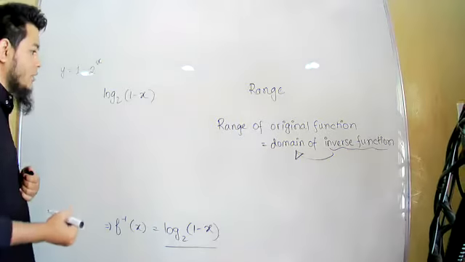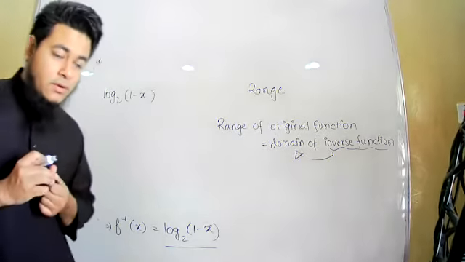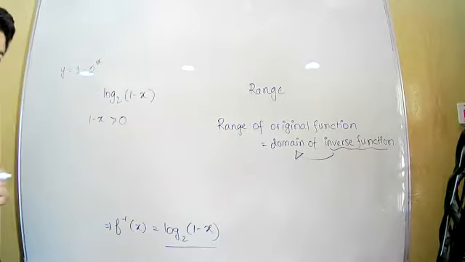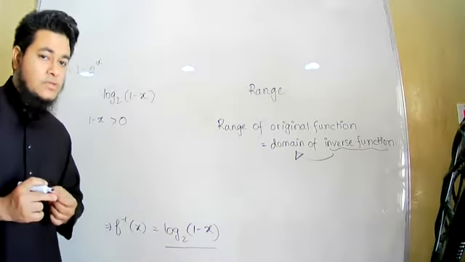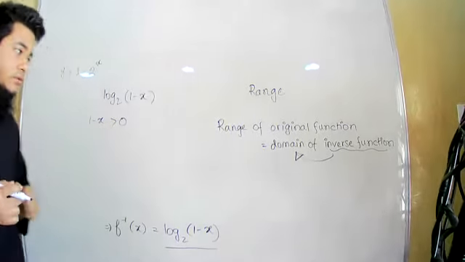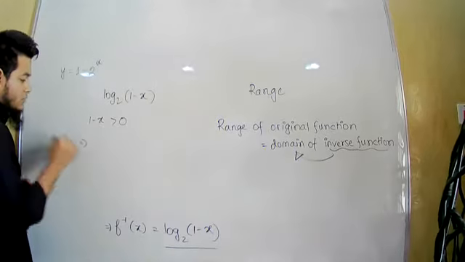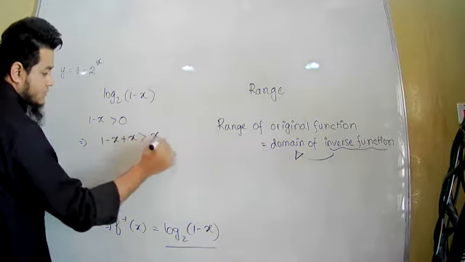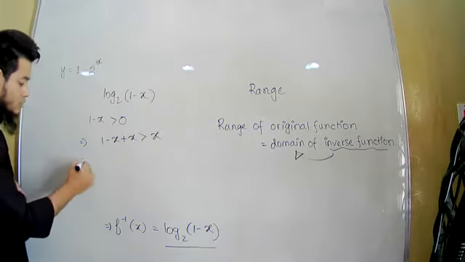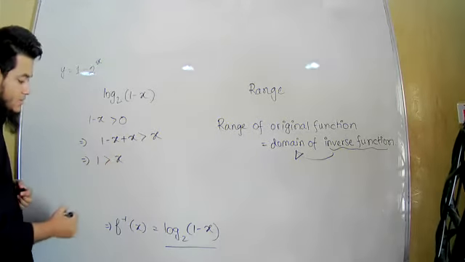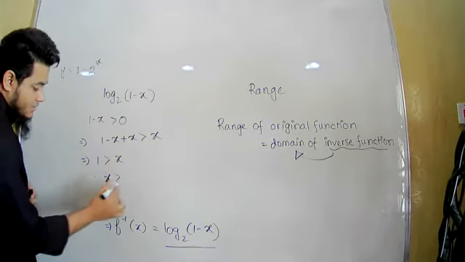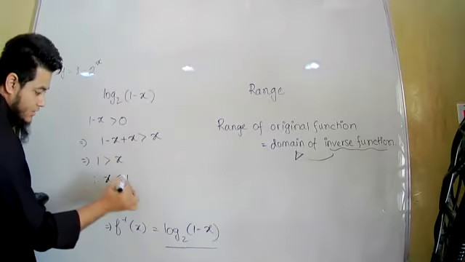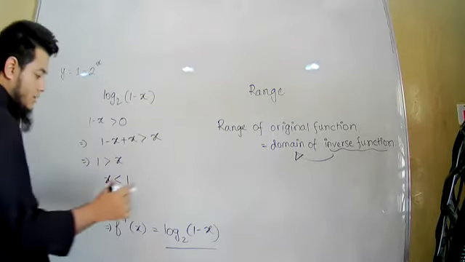We already know how to find out the domain of a logarithmic function. Whatever we have inside the log has to be greater than 0, correct or not? Because logarithm is only defined for positive values. Positive means greater than 0. So from here, what can I write? 1 minus x, I add x on both sides, so I get 1 greater than x. This can be written as x is less than 1.